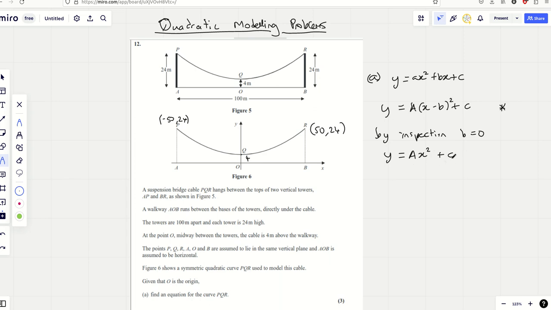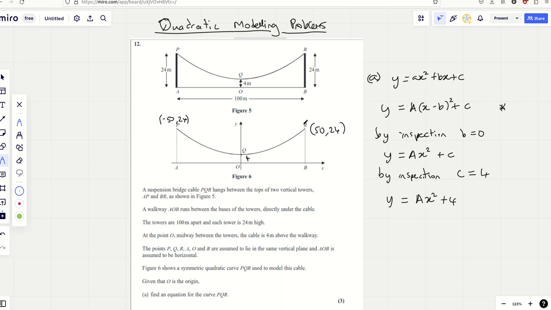Oh, and by the way, I also know straight away by inspection, and when I say by inspection, I mean it's just kind of obvious, c equals 4. The one thing which might not work though, if you just assumed it was a curve y equals x squared minus 4, you're going to find that doesn't lie on your curve. So now we've got y equals ax squared plus 4.